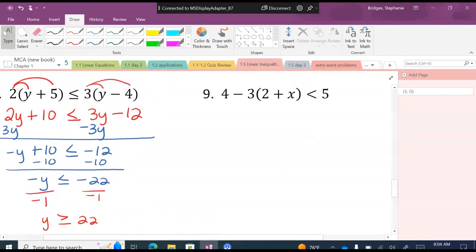All right, same concept here on number 9. First question, do I do 4 minus 3 before I distribute? No, you multiply first always. So that 4 comes down. What kind of 3 am I distributing? A negative.